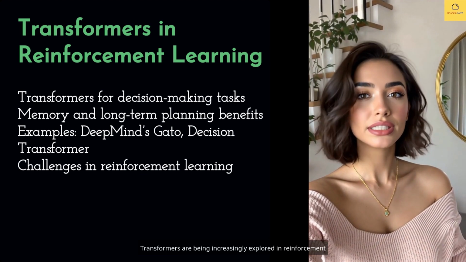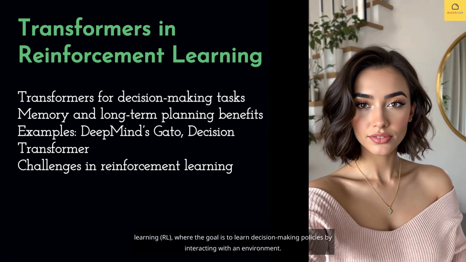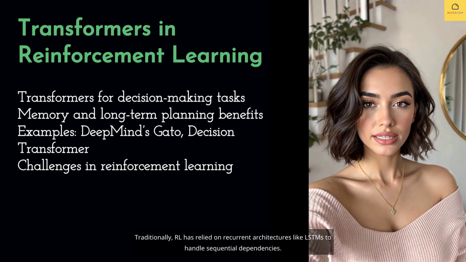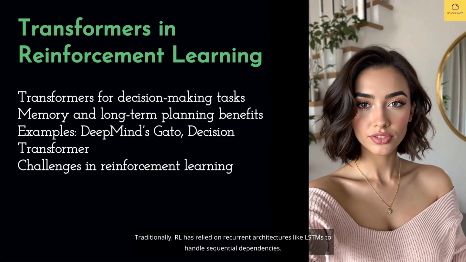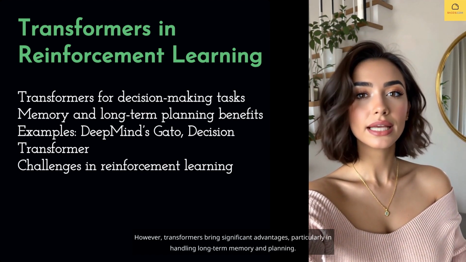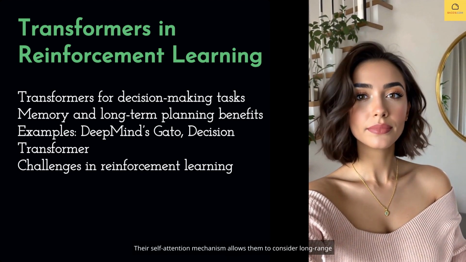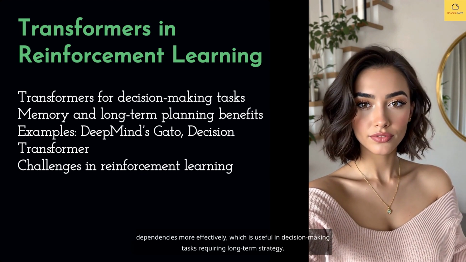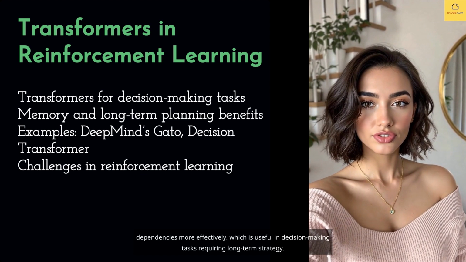Transformers are being increasingly explored in reinforcement learning, RL, where the goal is to learn decision-making policies by interacting with an environment. Traditionally, RL has relied on recurrent architectures like LSTMs to handle sequential dependencies. However, transformers bring significant advantages, particularly in handling long-term memory and planning. Their self-attention mechanism allows them to consider long-range dependencies more effectively, which is useful in decision-making tasks requiring long-term strategy.